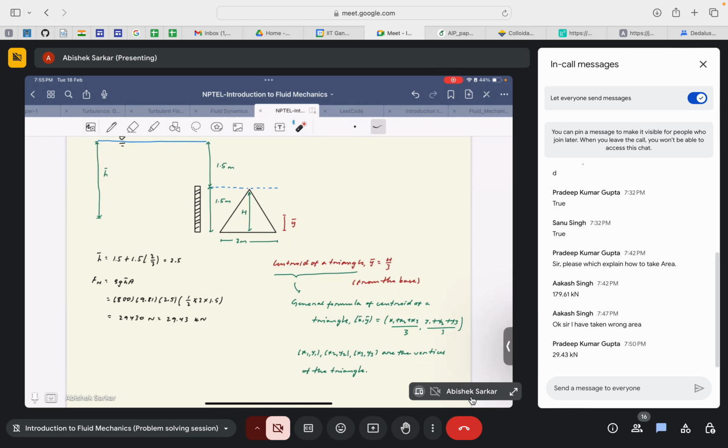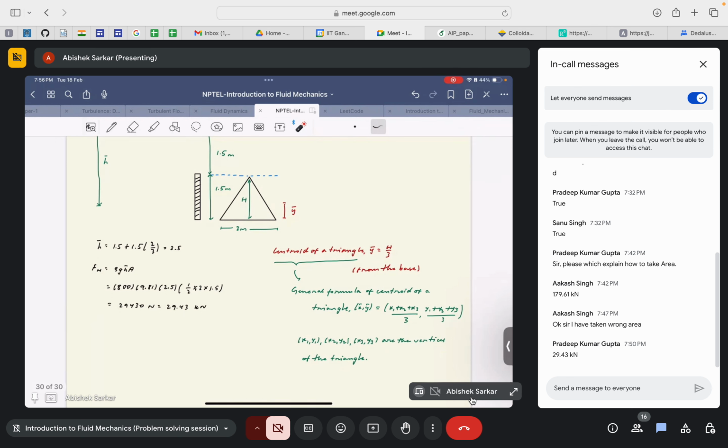So once you know that, if this is h by 3, then this distance is 2 by 3 of h, right? And we need this distance. So we can write 1.5 plus 1.5 times 2 by 3. So we'll get h bar as 2.5.